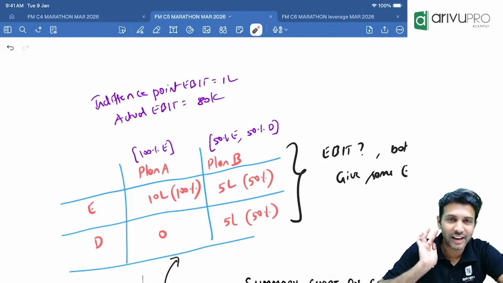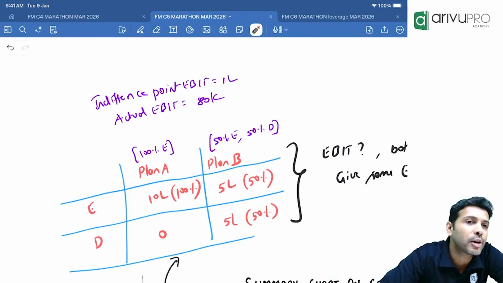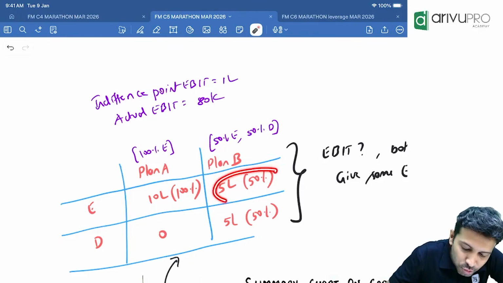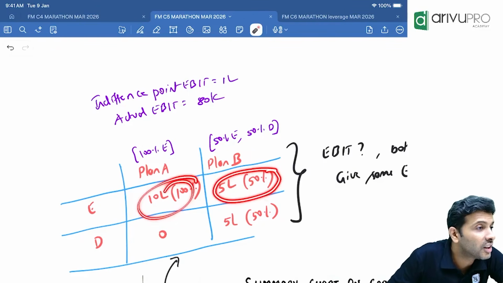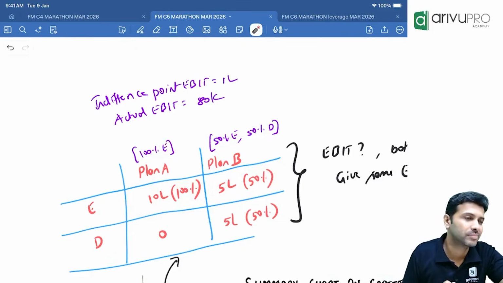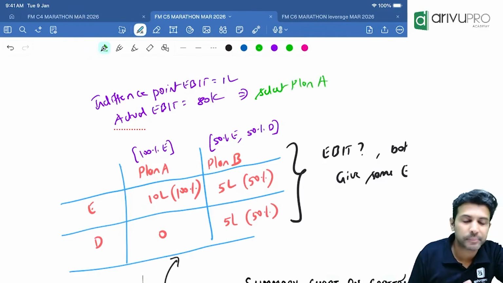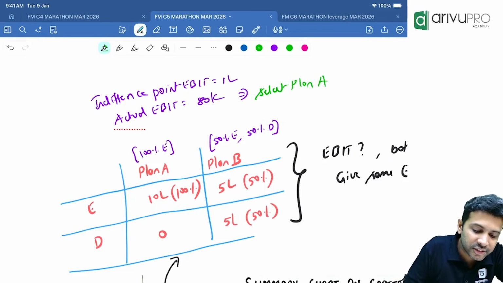Now you tell me, the theory I have told you. If this is the data, whether you go for plan A or plan B. Plan A. Why? Plan B is using only 50% equity. Plan A is using 100% equity. So which is using more equity? Plan A. So in this case, you will go for which plan? Plan A. So what is the final answer? You will select plan A. Done.